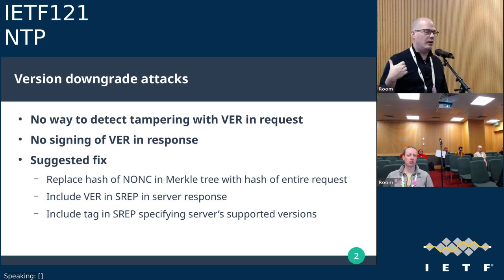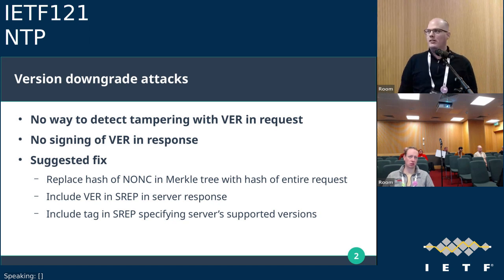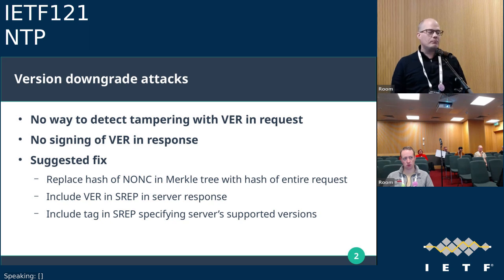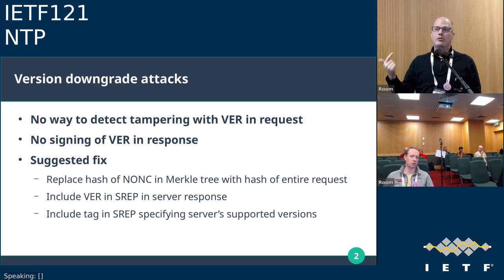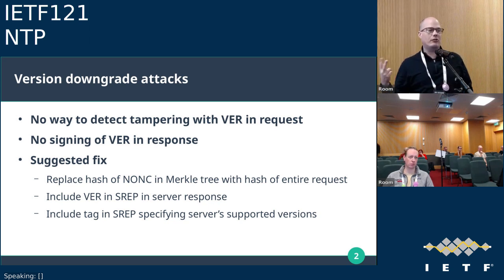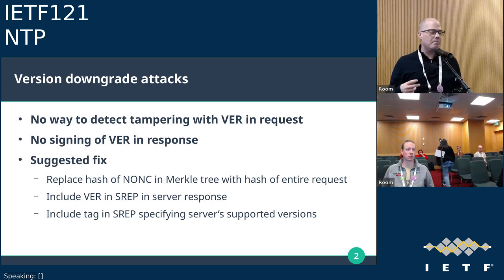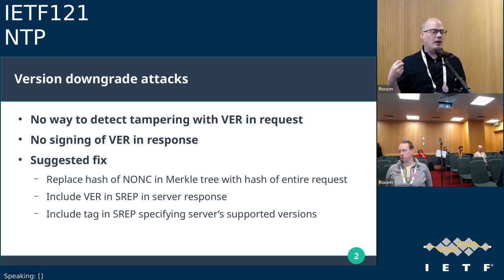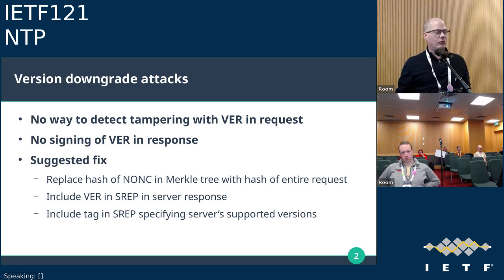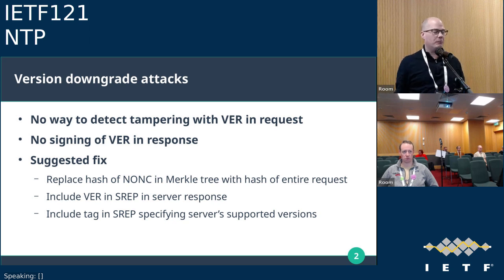And the other security issue we found was version downgrade attacks. In retrospect, this should have been fairly obvious. There's no way for the client to actually check that its request wasn't tampered with. And there's no signing of the version tag in the response either, which means that a man-in-the-middle attacker can do very much in between without it being detected by either server or client. The suggested fix for this is, instead of just hashing the nonce and putting that in the Merkle tree, we should hash the entire request and put all that in the Merkle tree. We should also include the version tag sent by the server in the signed response. And there should probably also be a signed tag specifying what versions the server is supporting in all server responses.